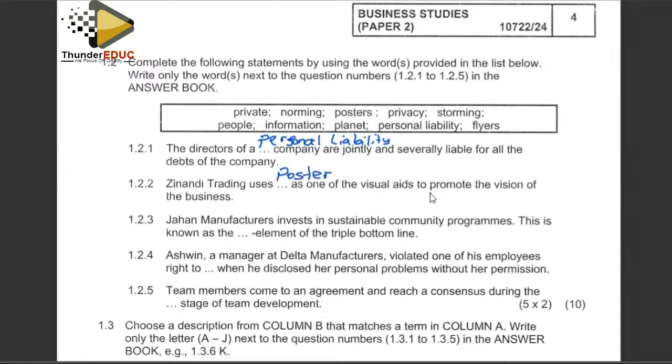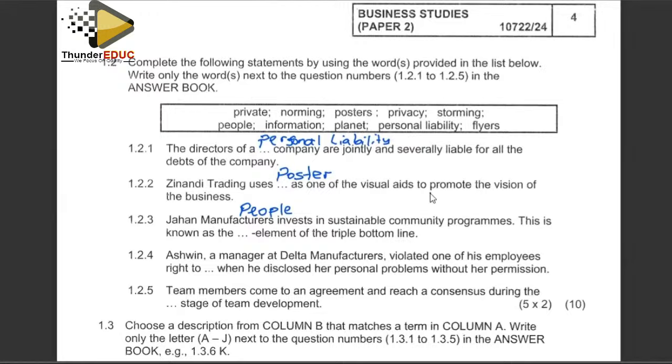Okay, right. So now let's move on to the next question, which is 1.2.3. Jahan manufacturers invest in sustainable community programs. This is known as a dash element of the triple bottom line. So the appropriate answer in this regard is going to be people.